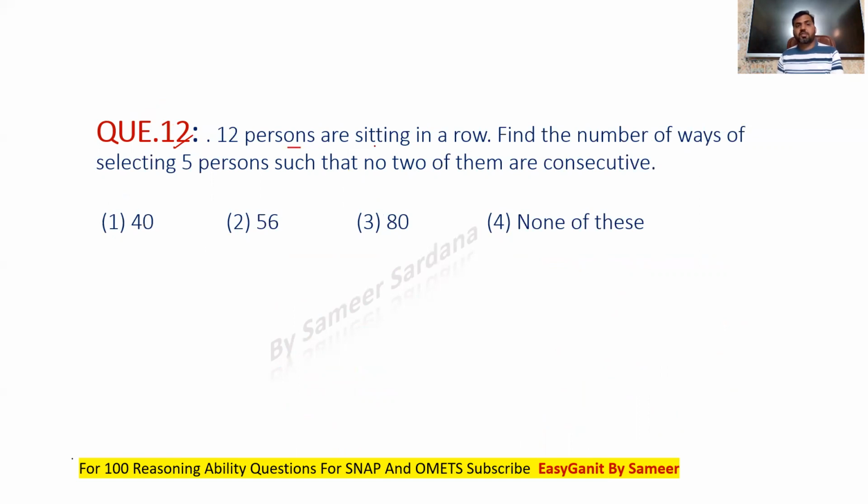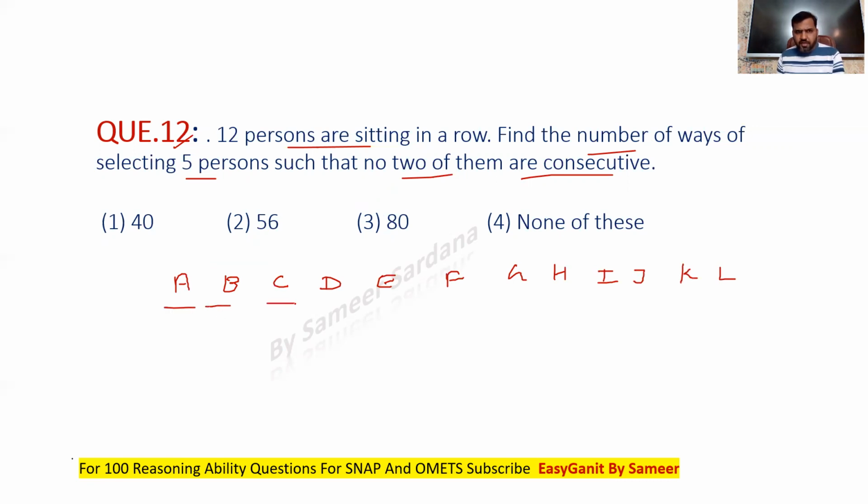Next is the question. 12 persons are sitting in a row. Find the number of ways of selecting 5 persons such that no 2 of them are consecutive. See guys, 12 persons are there. Let's say that A, B, C, D, E, F, G, H, I, J, K, L. These are the 12 persons. I want to select 5 persons out of it in such a way that no 2 of them are consecutive, right?